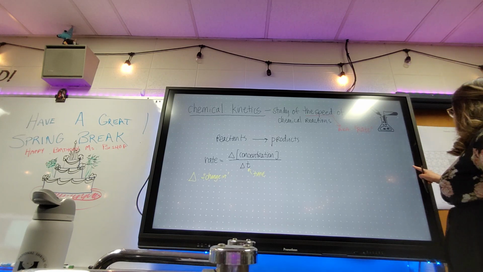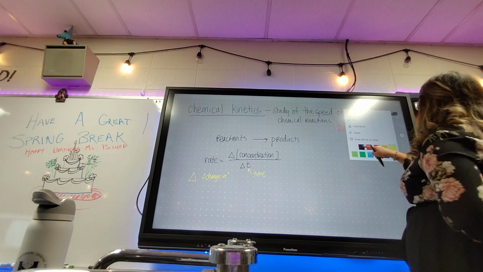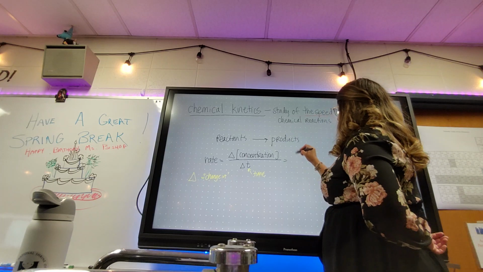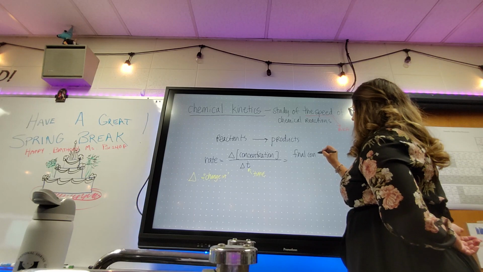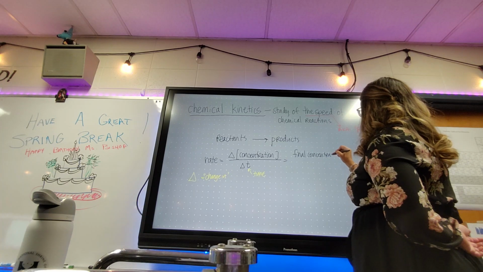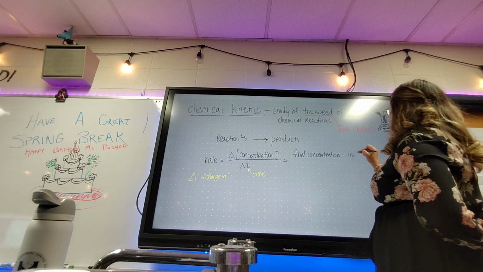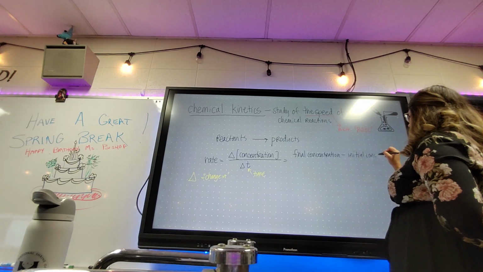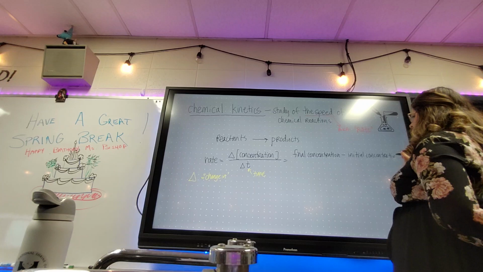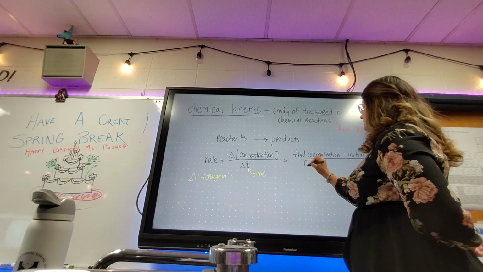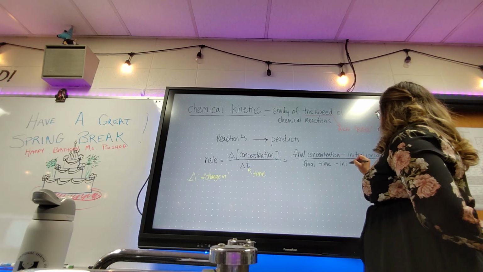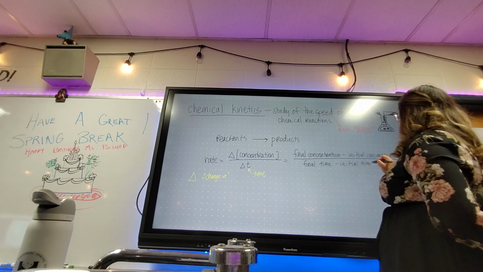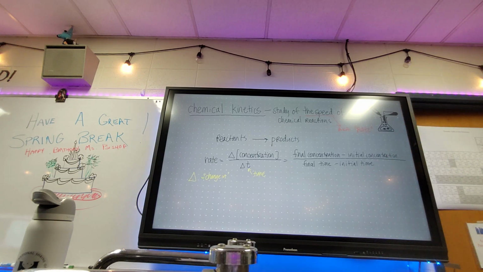The way that we calculate delta, or that change in term, is always going to be final minus initial. So we'll find the final concentration of our reactant minus the initial concentration, divided by the change in time. So final time minus initial time. This is a lot of words. If you have to pause it to catch up in your taking of notes, go ahead and do that.